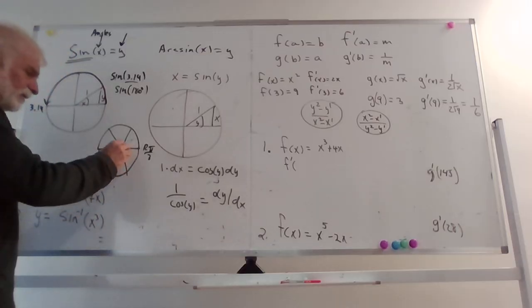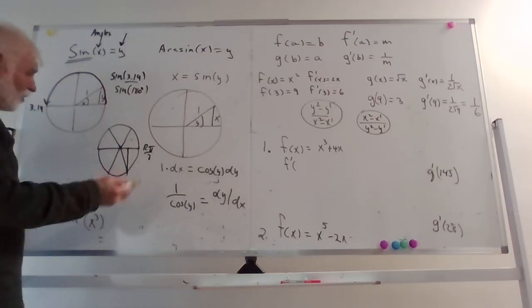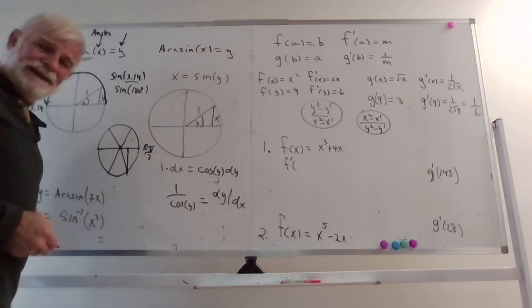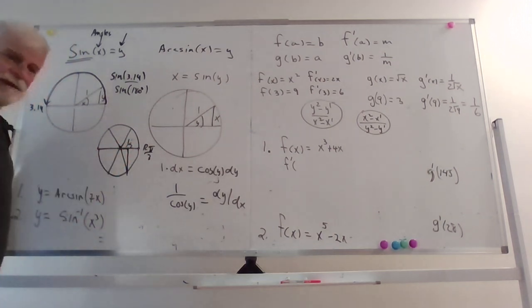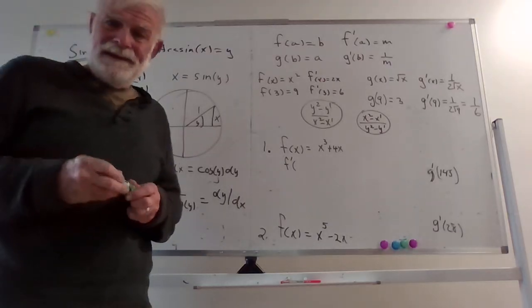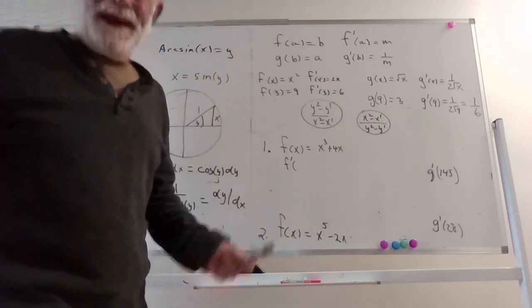Well, 11 pi over 3 is just 1 less. And I work every day with the 30, 60, 90s and 45, 45s. That's a half. That's what that width is. You want to be able to do those in your head. You know, 2, 3 seconds, bang, you know that.